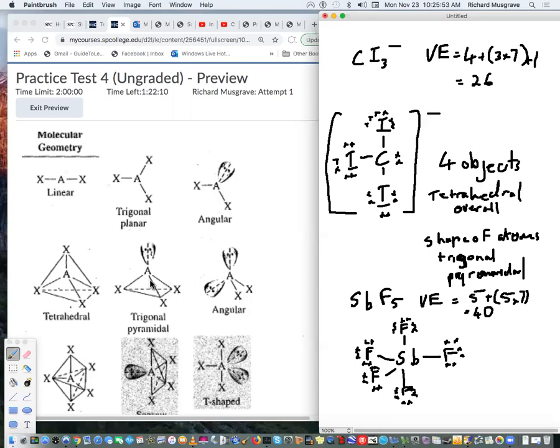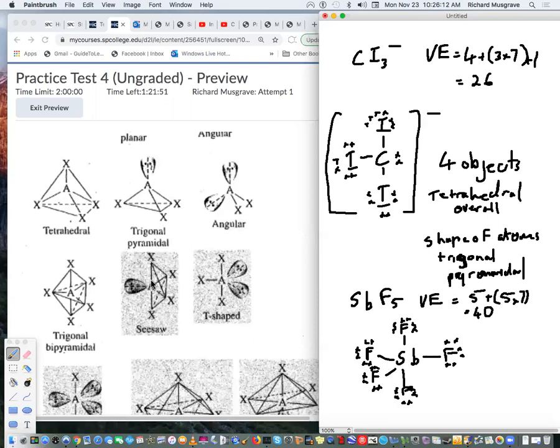So you can see for linear, that's obvious. That's 180 degrees. Trigonal planar, if you think of a circle is 360, and you've got three things in a circle. So 360 divided by three would be 120. So you know that those bond angles are 120. The one you might have to memorize, though you don't even really have to because it's in the list, is 109.5 for tetrahedral.